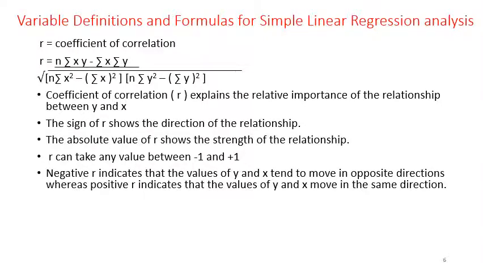Say an R value of plus 0.1 or plus 0.05, just an example, is a very weak positive relationship. Similarly, minus 0.9 is a strong negative relationship. Hope you have understood. So please keep in mind, the absolute value of R shows the strength of the relationship, whereas the sign of R shows the direction of the relationship.